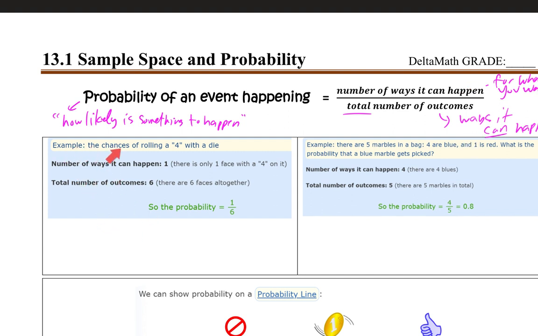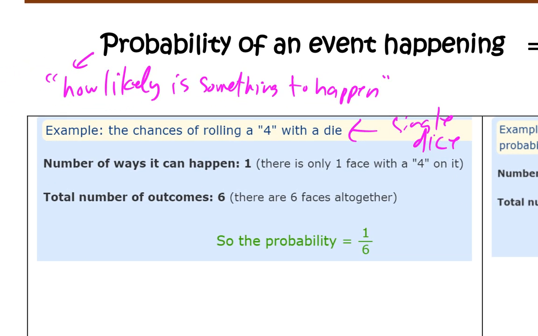First off, the example is rolling a 4 on a die. A die, what's a die? A die is a single dice. This will come up on your test coming up. So a single die.